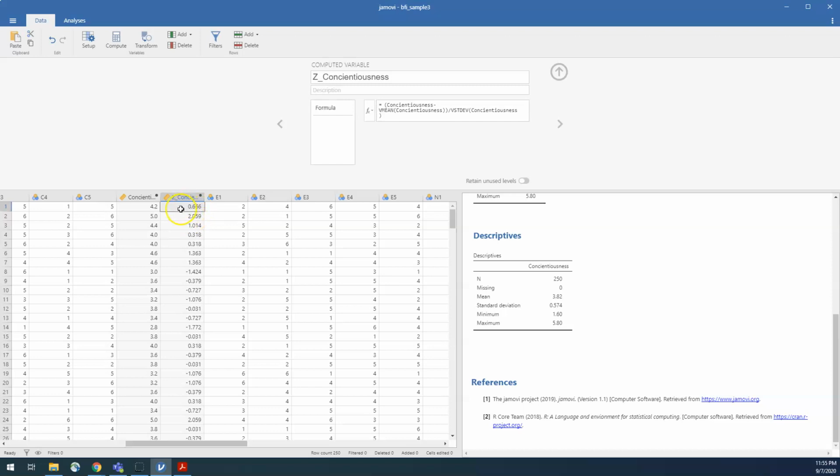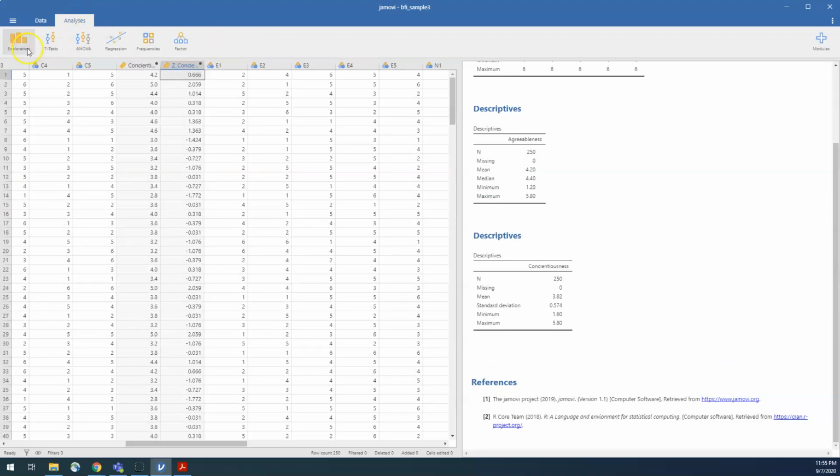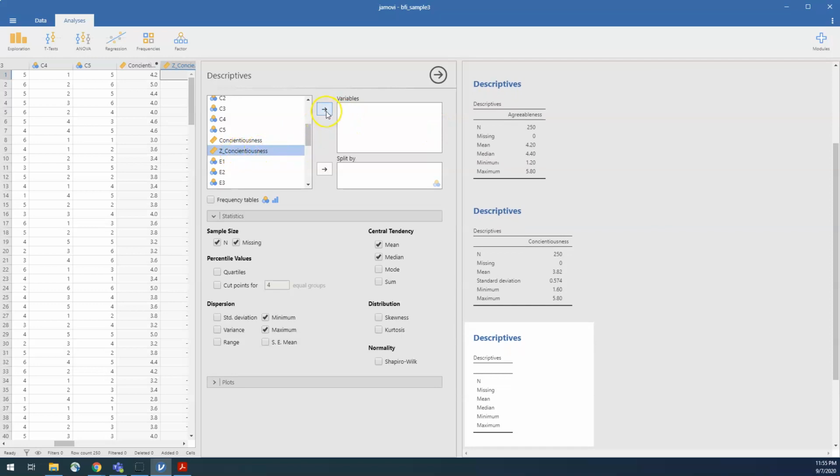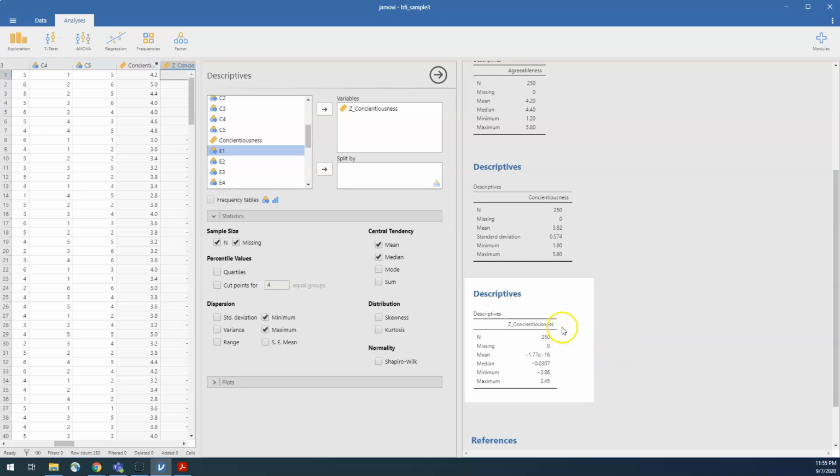So that's how you compute a z-score. But then if you come over to your analysis tab, you can look at the distribution of z-scores now. So if I take this conscientiousness z and plug it over here, then I can see that, remember, if somebody has a z of 0, that means they got exactly the same as the mean, and the mean z-score in a distribution is always going to be 0.